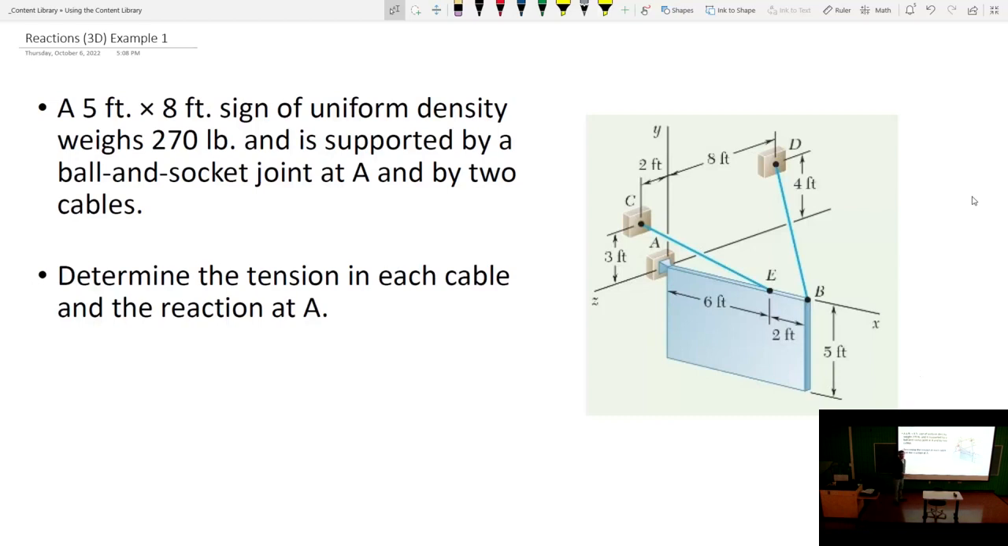The sign weighs 270 pounds, and it is supported by 2 cables and this pin support here at A. Or what the problem's calling a ball and socket joint, essentially just a pinned boundary condition. I want to determine the reaction at A, and I want to determine the tension in each of those cables. That is the goal of this problem. So I'll give everybody a sec to start jotting this down, and then we're going to dive right into it.